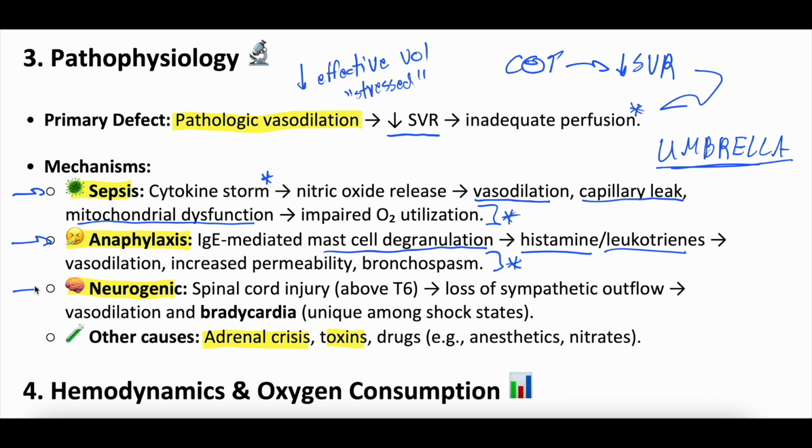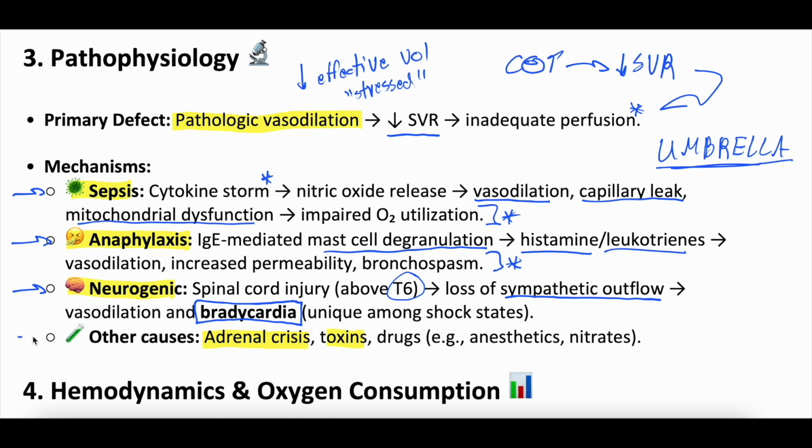Neurogenic distributive shock behaves even a little bit different. This is a spinal cord injury. Usually it has to be above T6, and it leads to a loss of sympathetic outflow because the sympathetic chain is injured, it's severed, so you can't get that sympathetic drive. And that leads to vasodilation. And a big difference in this is you actually get bradycardia, right? Because the heart rate cannot mobilize from sympathetic surge because you've lost your sympathetic outflow. So you get bradycardia. Whereas in the other distributive shock states, you get tachycardia.